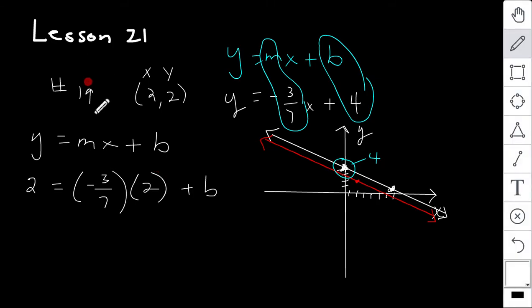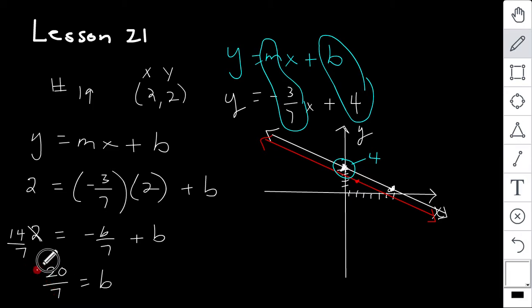All right, so we're going to just solve it here. So we get 2 equals negative 6 over 7 plus b. And now I'm going to add 6/7 to both sides. 2 is the same as 14/7, right? So we're going to add that, and we're going to get 20/7 equals b. And that makes sense, right? 20/7 is a little less than 3. If it was 21/7, it would be 3.